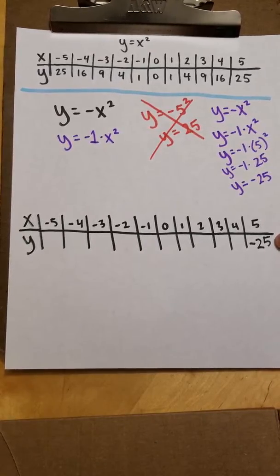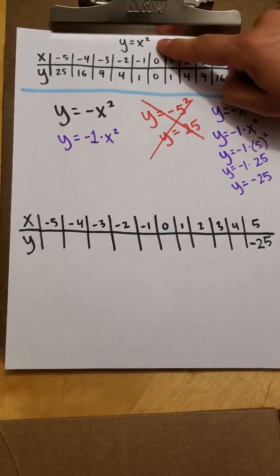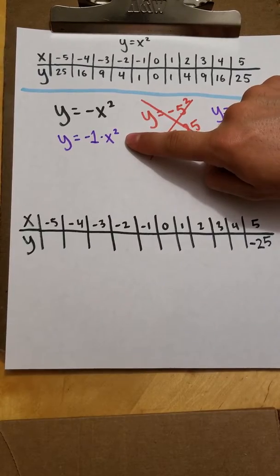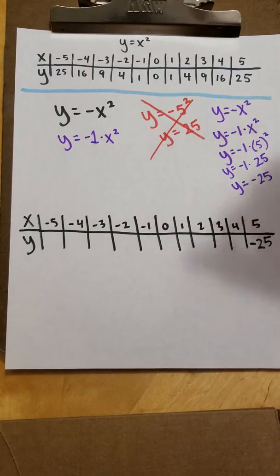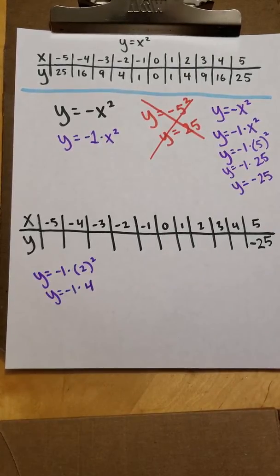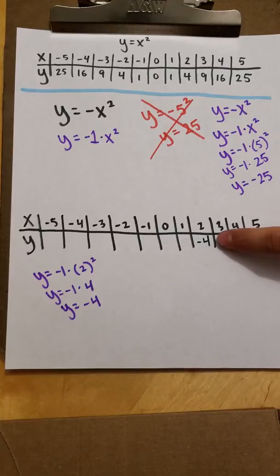This makes sense because y equals negative x squared is the same as y equals negative 1 times x squared, except at the end you multiply by negative 1, changing everything from positive to negative. Let's make sure this works out by plugging in a few more values. If we plug in a 2, 2 squared is 4, and negative 1 times 4 is negative 4. So our pattern seems to be holding up.